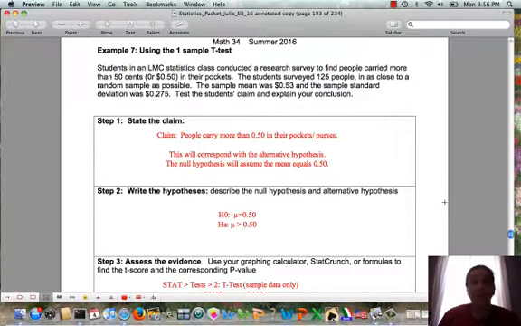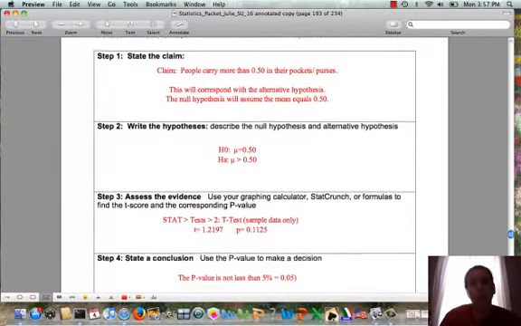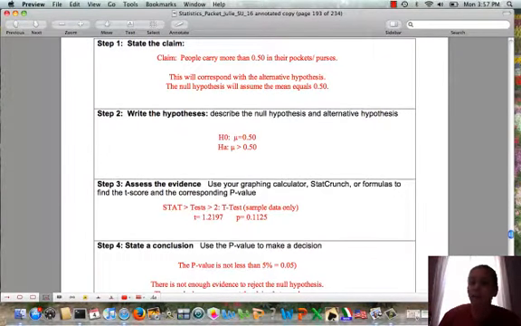First, we state the claim. So the claim is that people carry more than 50 cents in their pockets or purses. This will correspond with the alternative hypothesis. The null hypothesis will assume the mean equals 50 cents. So when we write our hypotheses, for the null hypothesis, we say that the mean equals 0.50. Remember, we're trying to predict the true population mean. And the alternative hypothesis is that the mean is greater than 0.50.